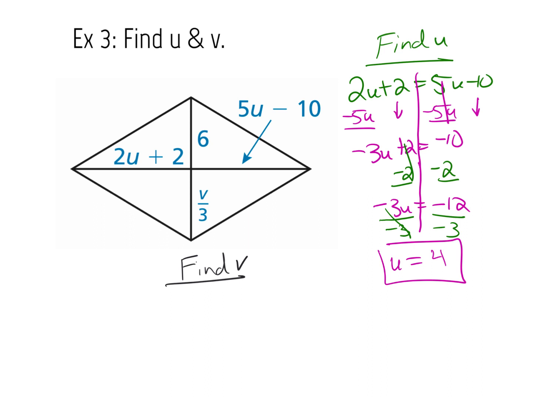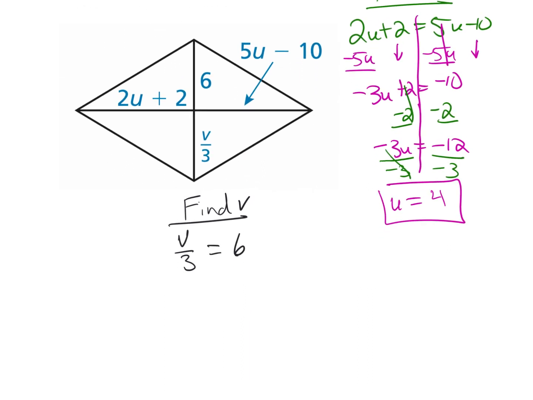V over 3 equals 6. Okay, go ahead and toss it. All right, that's a terrible 6. I need to redo that. V over 3 equals 6.